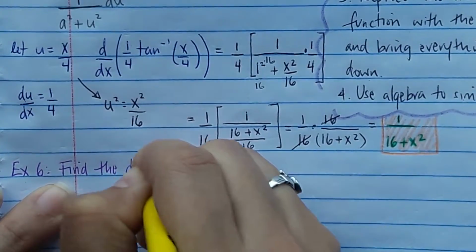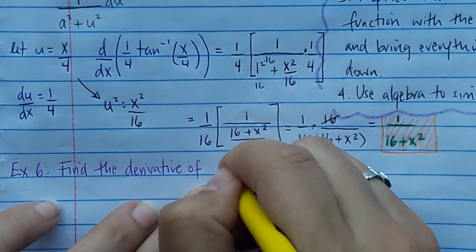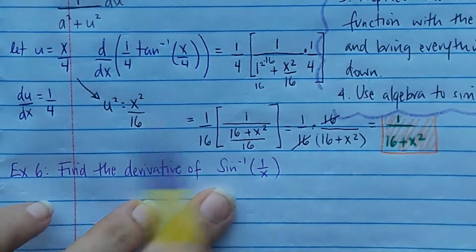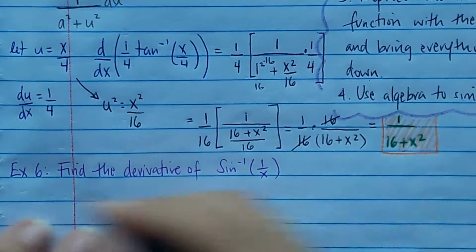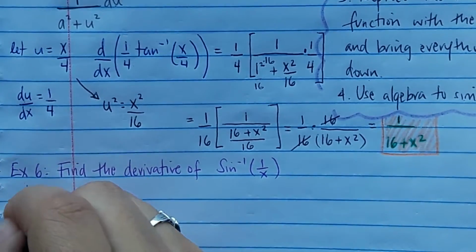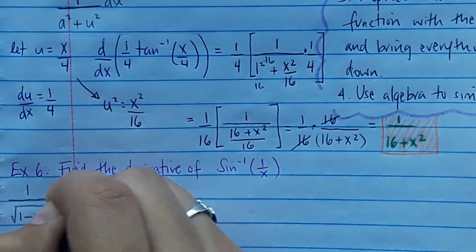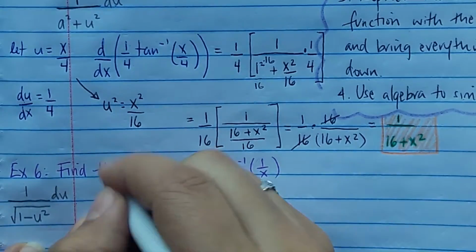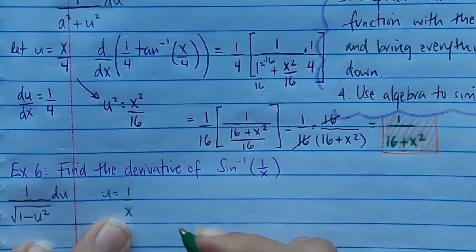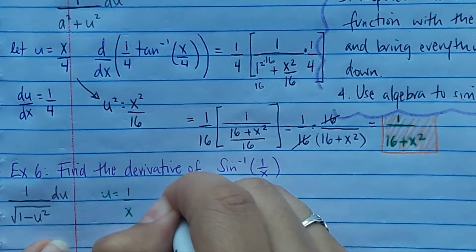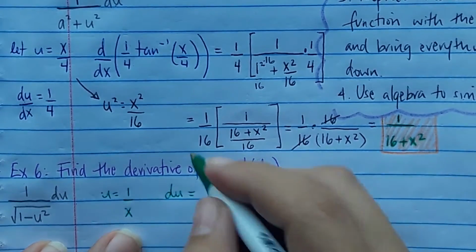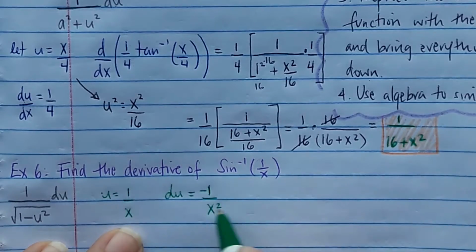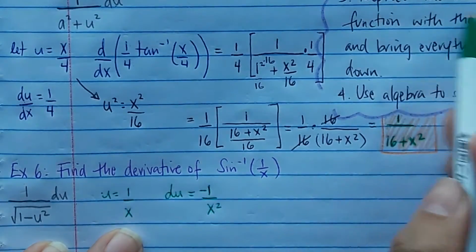So find the derivative of the inverse sine of 1 over x. So again, write the rule for the inverse. So for the sine, it's going to be 1 over the square root of 1 minus u squared. What is u and du? U is 1 over x. So du has got to be negative 1 over x squared. And if you don't remember that, just take the x to the top, then subtract 1. Bring the power down, subtract 1.